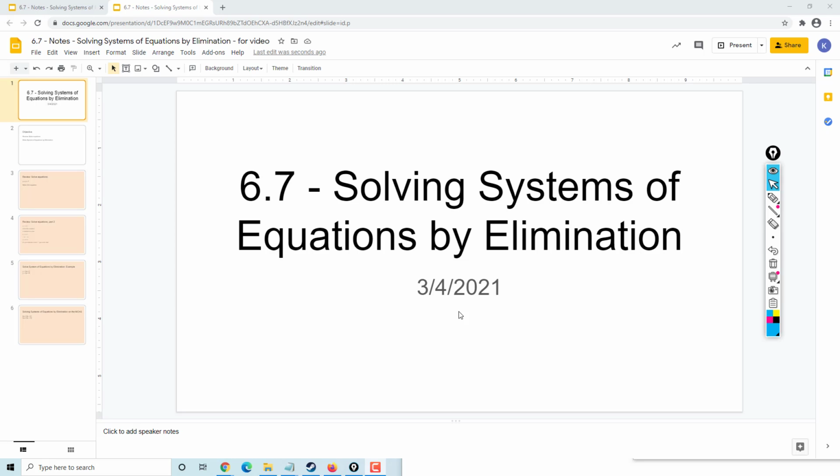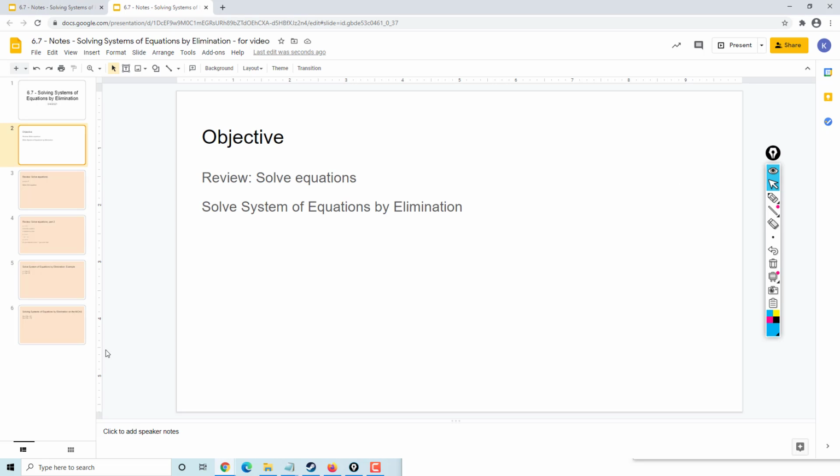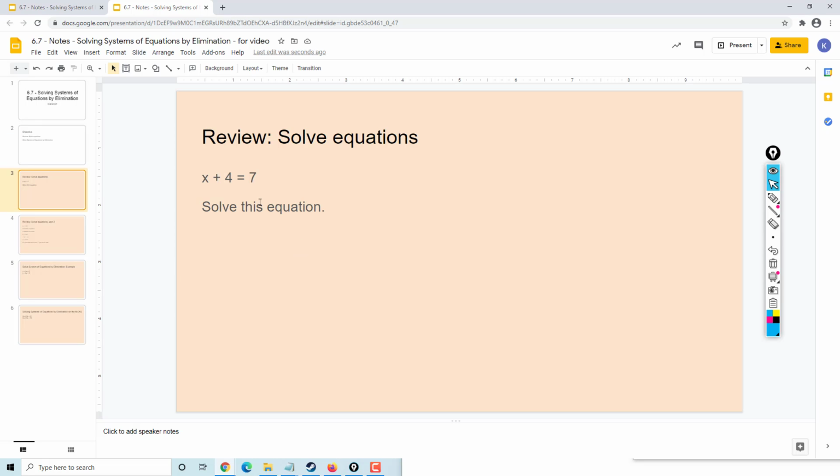6.7 Solving systems of equations by elimination. We will review solving equations and then solve systems of equations with a new method, elimination. So we have x plus 4 equals 7. How do we solve this one?